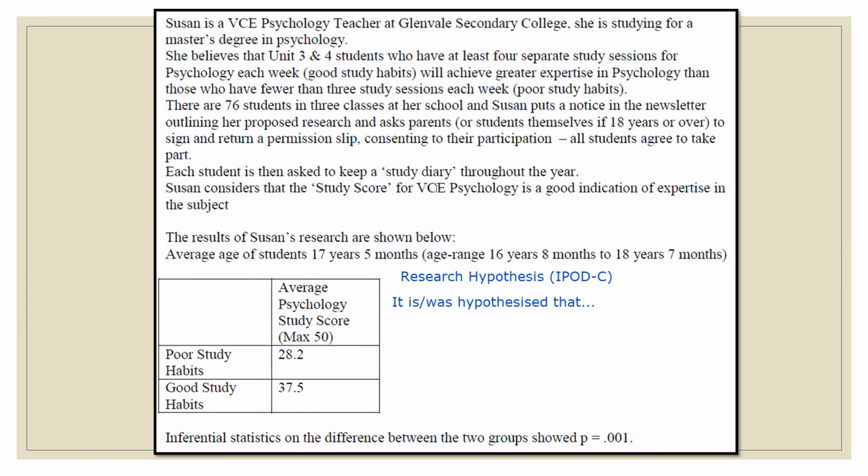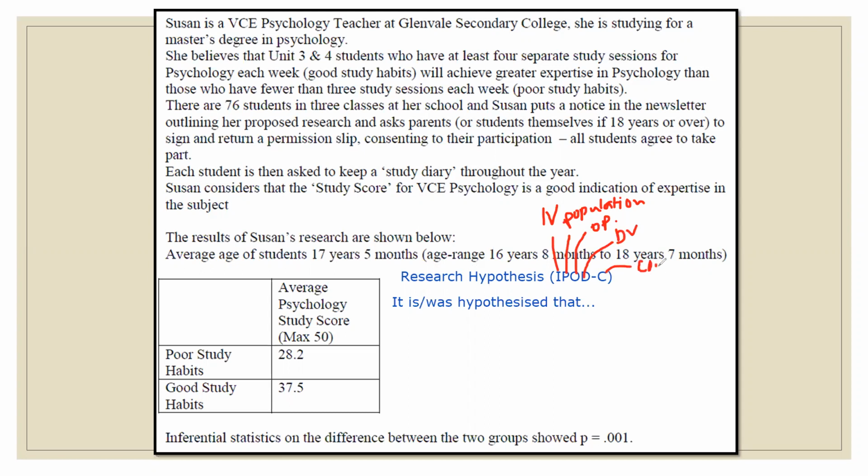Those of you who might have forgotten what iPod C stands for: the I stands for the IV, or the independent variable. The P stands for the population, not the sample, just the general population there. The O stands for the operationalizing of variables. The D stands for the DV. And the C stands for the mention of the control group.